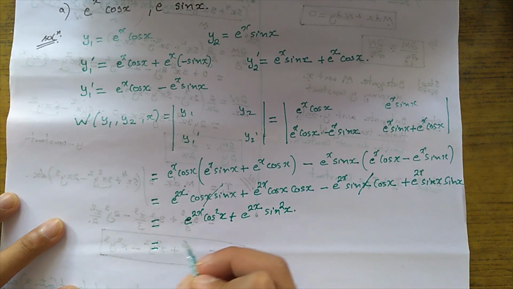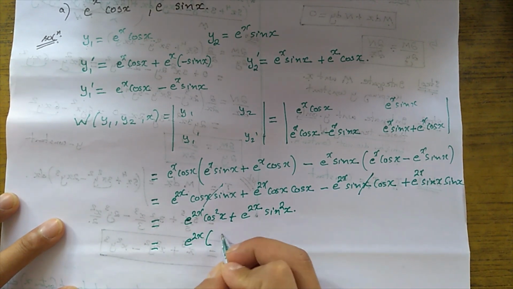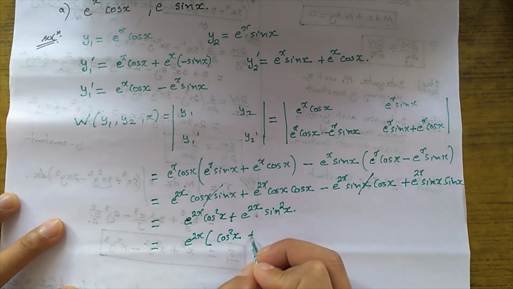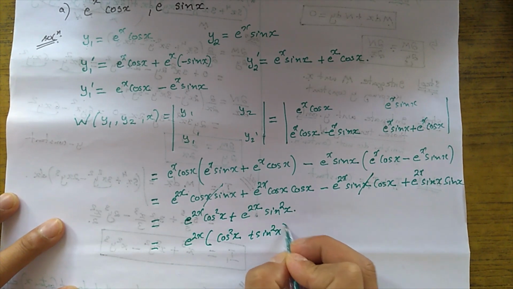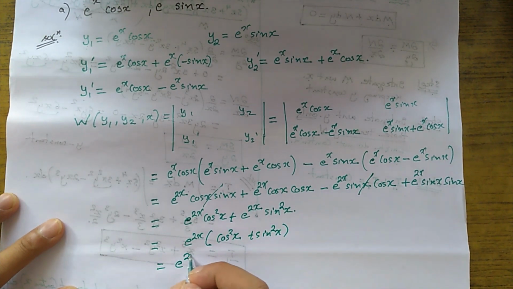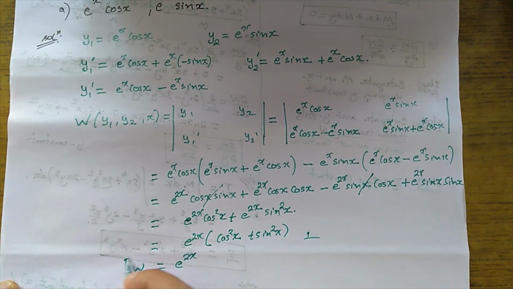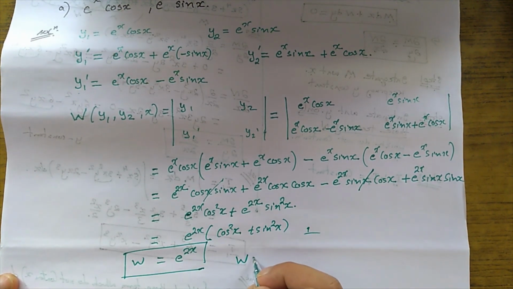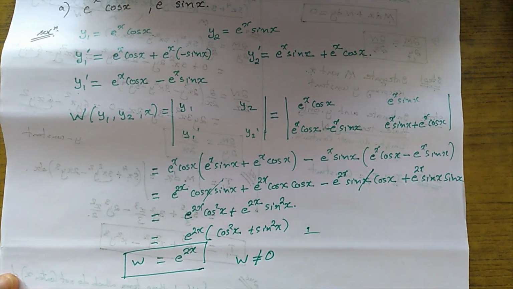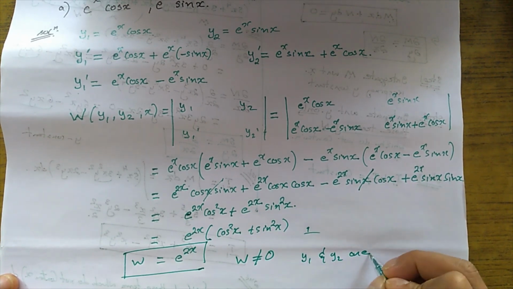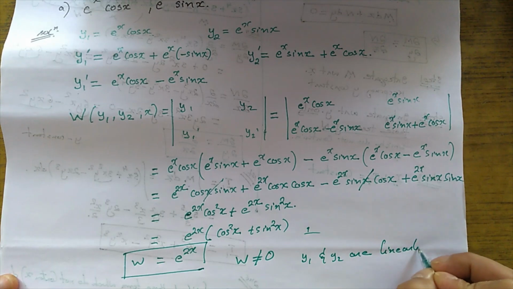In other words, we can write this as e to the 2x times (cos square x plus sin square x). We know that cos square x plus sin square x is nothing but 1. So in that case, W is equal to e to the 2x. Now we can see that the Wronskian W is not equal to 0. So in this case, y1 and y2 are called linearly independent.